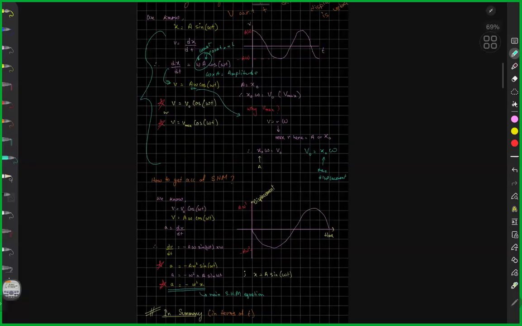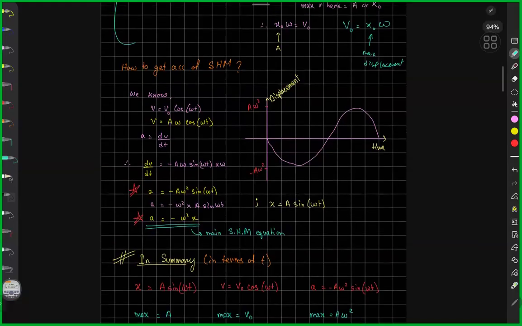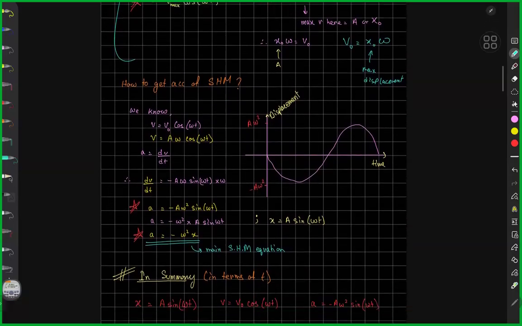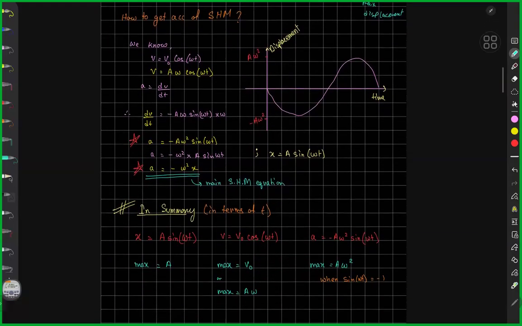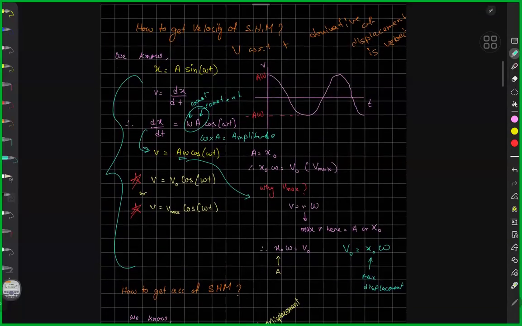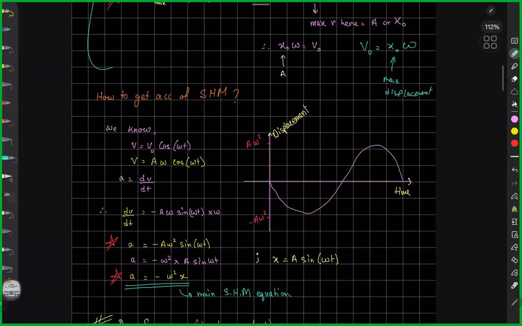Okay. Now, big question. Where on earth does the omega square come from? Why is that the constant? Right? Oh, by the way, what is A omega? What is V naught? Is it a variable or a constant? Tell me.